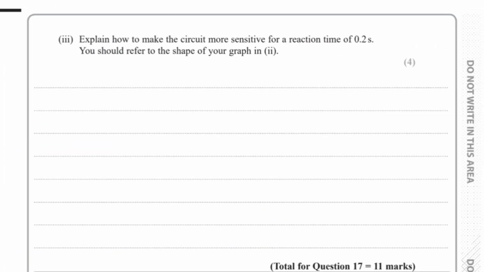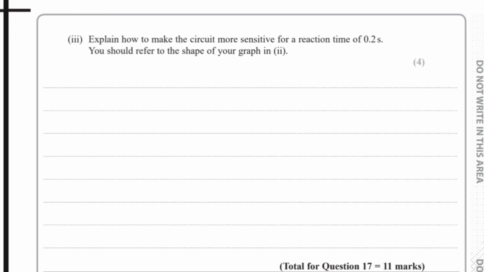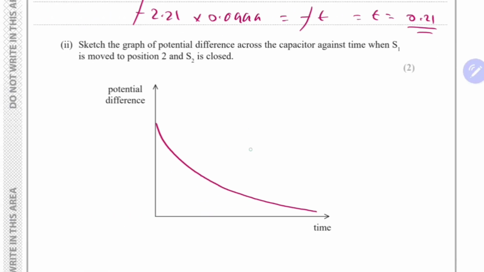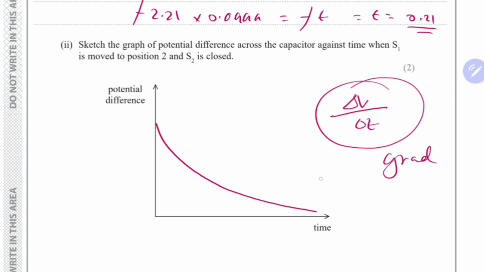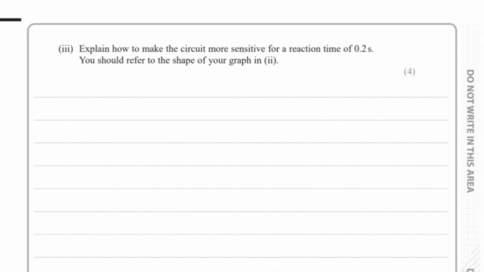Next one. Explain how to make the circuit more sensitive for a reaction time of 0.2 seconds. You should refer to the shape of your graph. We know the gradient of the graph here is del V by del T. This is the gradient. So if the graph was somewhere like this, starting from here, it would have more potential difference. The gradient would increase compared to the last one, which will result in more sensitivity. You can write the answer like this.